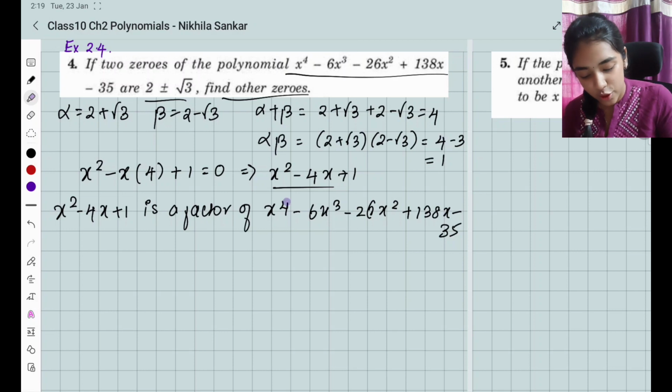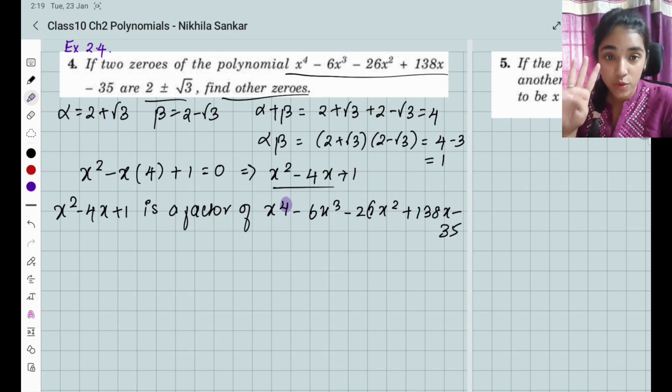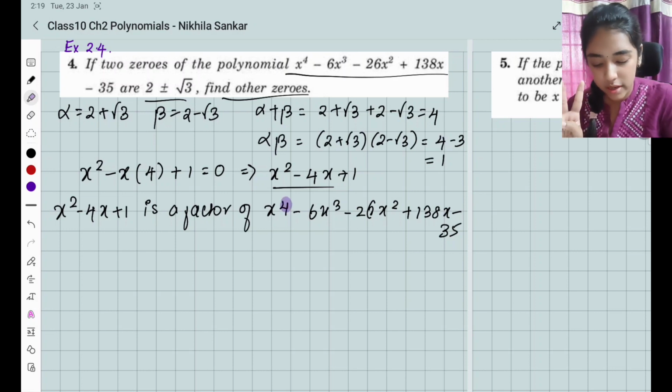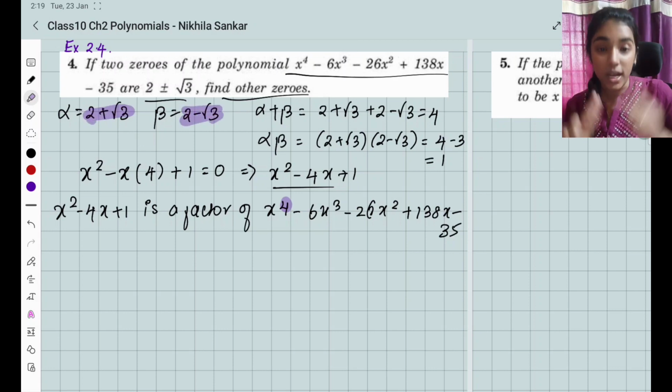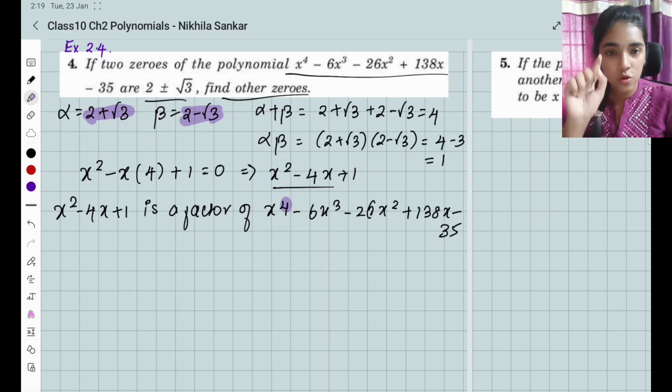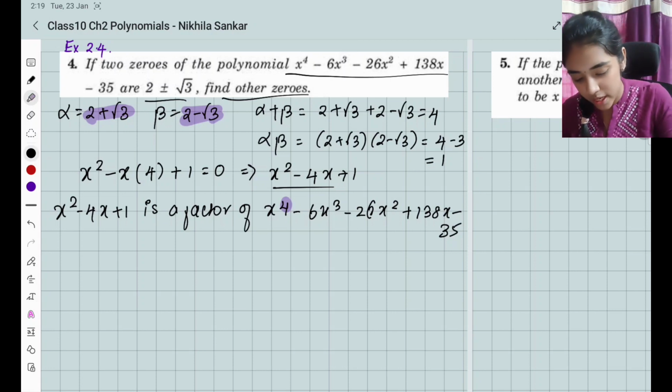You see that this is going to be a polynomial of power 4, which means you have 4 zeros. 2 zeros are already given, which are 2 plus root 3 and 2 minus root 3. You have to find 2 other zeros. How are we going to do that? Again we are going to do the long division. You are going to get the remainder to be 0. The quotient will come, and the quotient is solved by splitting the middle term. That's all. Okay. So let's do this.